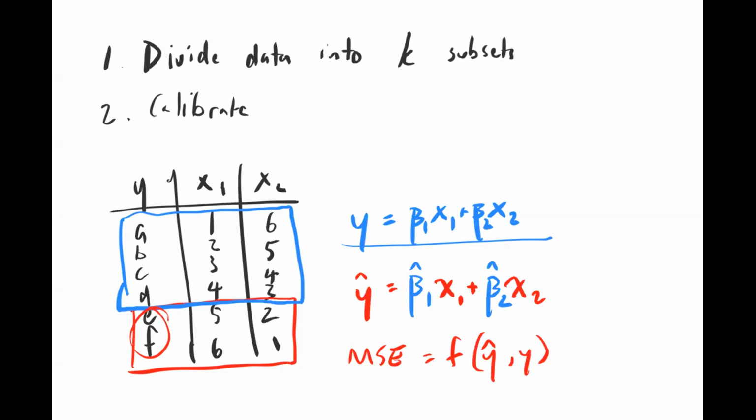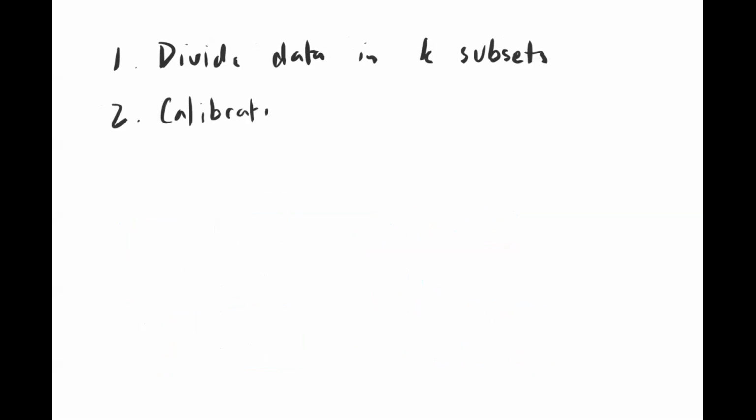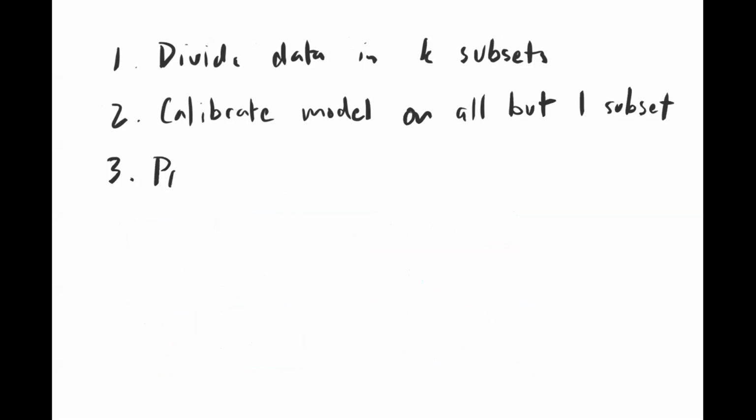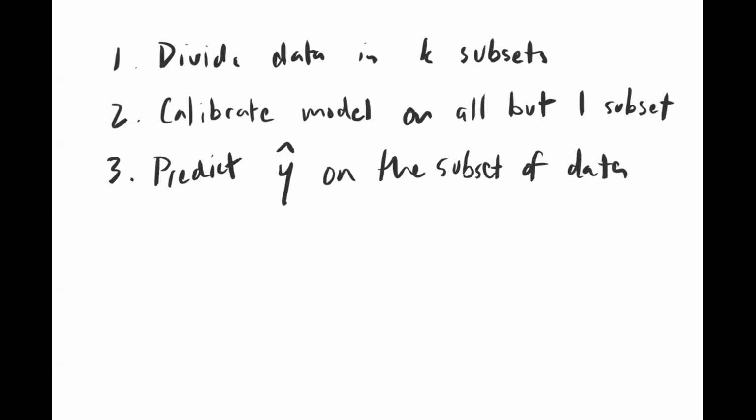Okay, I'm just going to make a new page and write this again. So, 1, divide data in k subsets. 2, calibrate model on all but one subset, which is going to be our training set. 3, predict y hat on the subset of data left out of calibration.